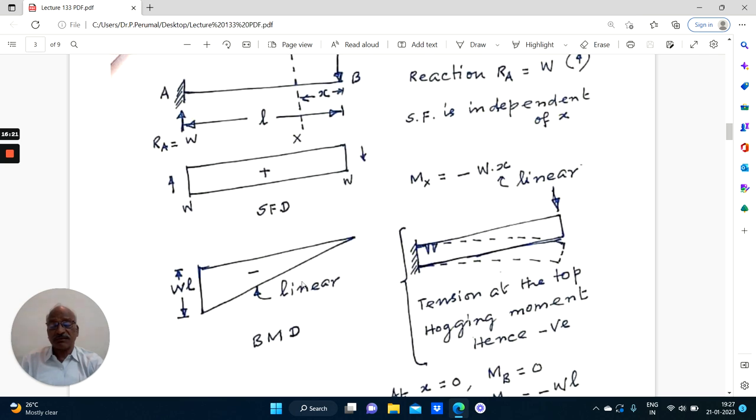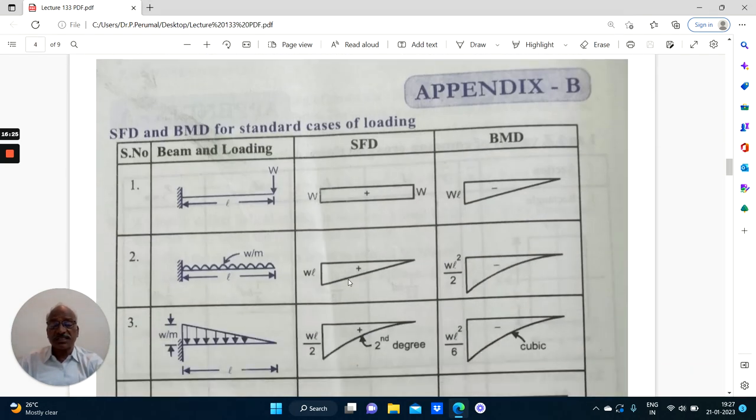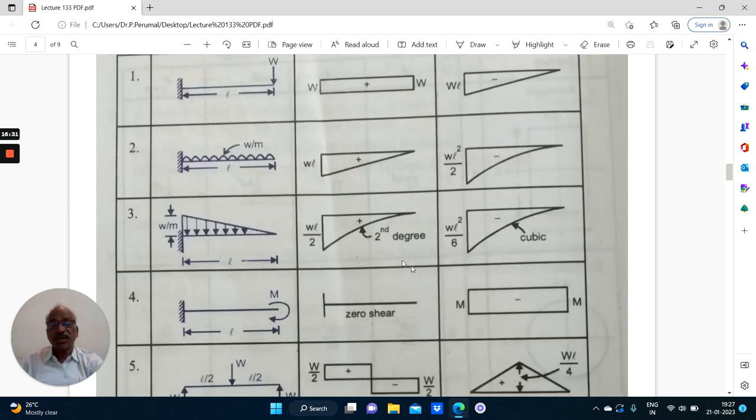This one, we have discussed. Similarly, for UDL, this is linear variation, 0 to WL. Secondary variation, 0 to WL square by 2. Similarly, we can derive for uniformly varying load. Uniformly varying load, already we have done one problem on simply support beam. So, the viewers know how to deal with a linearly varying load.